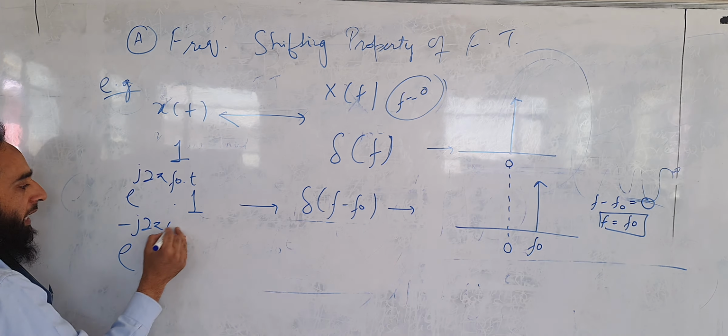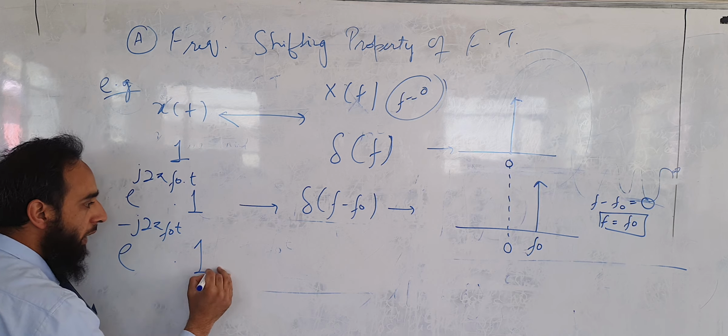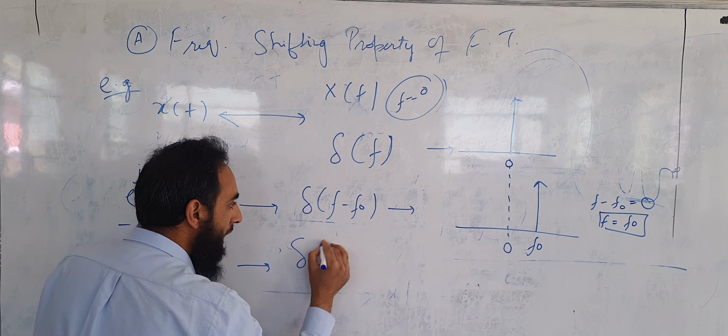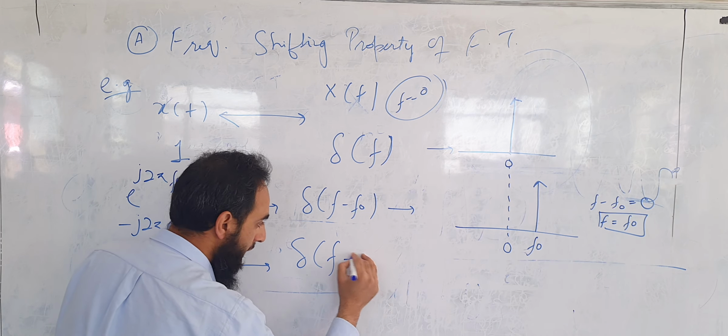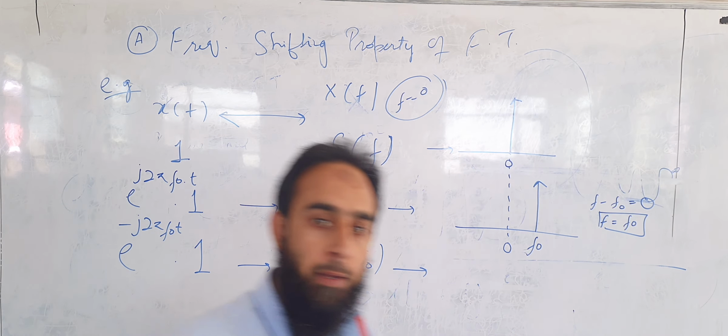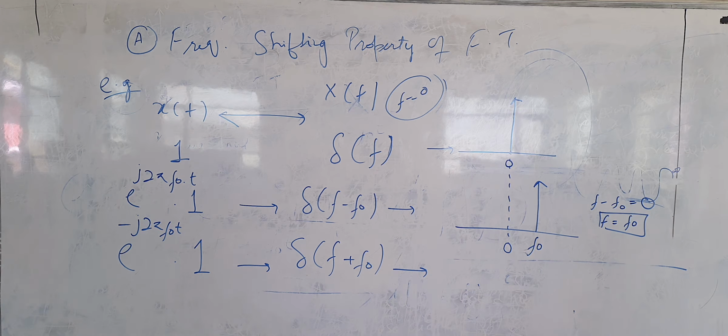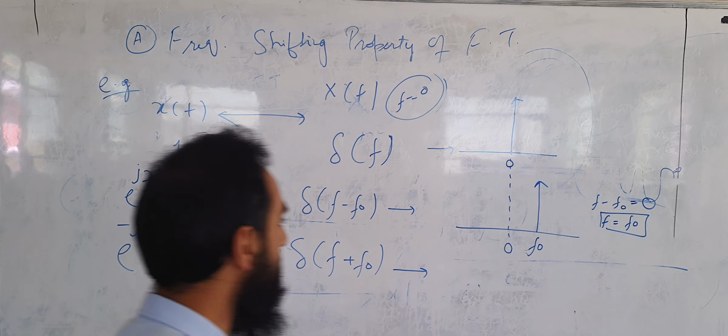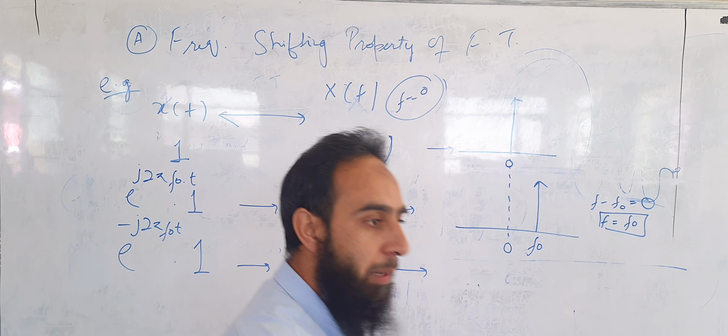Minus j 2 pi f naught t into 1. इसका क्या होगा? Delta of f plus f naught. Very good. इसका जो स्पेक्ट्रम होगा जरा कौन बताएगा मुझे? कौन बताएगा? जल्दी से इसका स्पेक्ट्रम बनाइए. I believe you can do this.